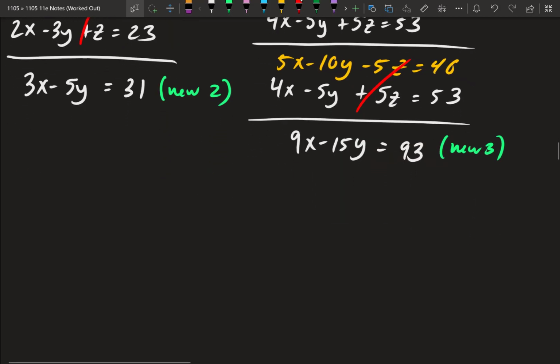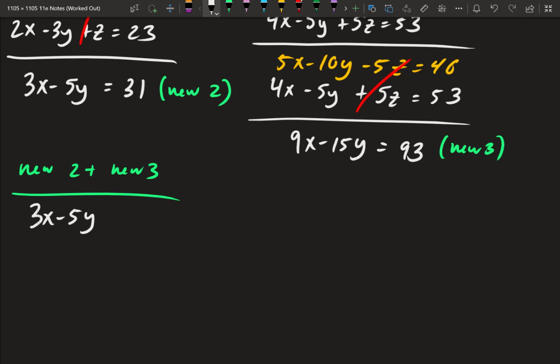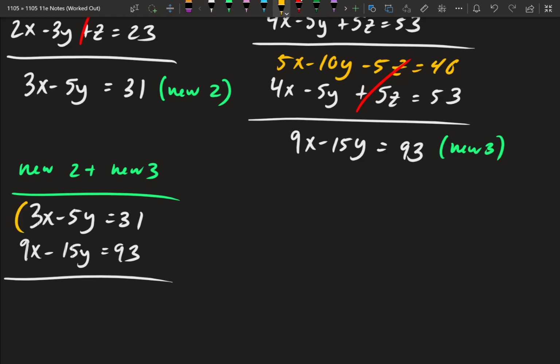So let's put these together. We got our new 2, we got our new 3, and let's get rid of something. It does not matter what you get rid of. I chose to get rid of x. So I'm going to get rid of x by multiplying by -3. So we have negative 9x plus 15y equals negative 93. We didn't do anything to the bottom.